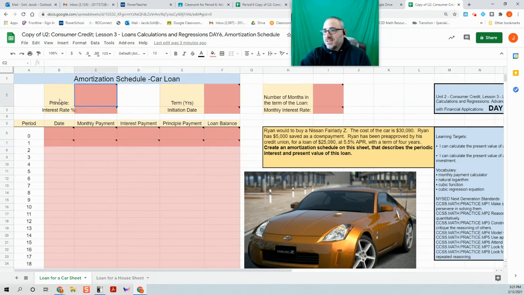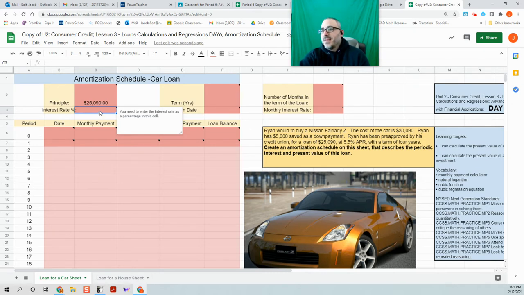The principal. The principal is the amount borrowed, right? The car costs $30,090, but Ryan put a down payment of $5,000 on, so he doesn't need to borrow money that he uses as a down payment. So he doesn't need to borrow $30,000. He needs to borrow $25,000, right? 5,000 less than the 30,000. So he's going to borrow 25090. Okay, 25090. I just typed that in on my keyboard, and it'll put this in this financial format for you.